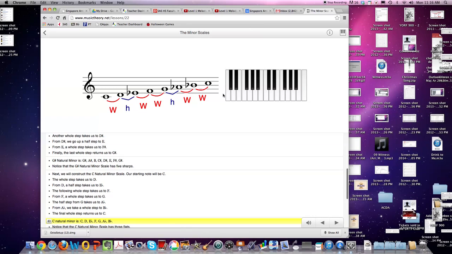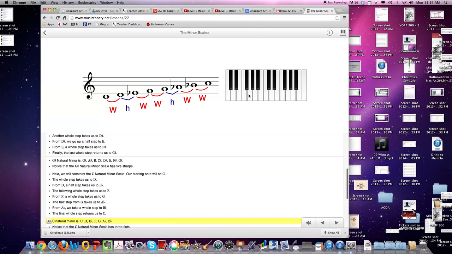So a major third is 1, 2, 3, 4 half steps. A minor third is 1, 2, 3 half steps. And an augmented third would be 1, 2, 3, 4, 5 half steps. Now you can do that from any note.